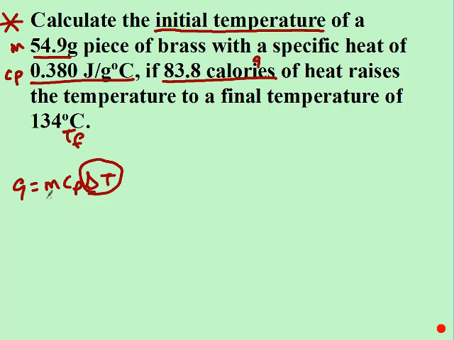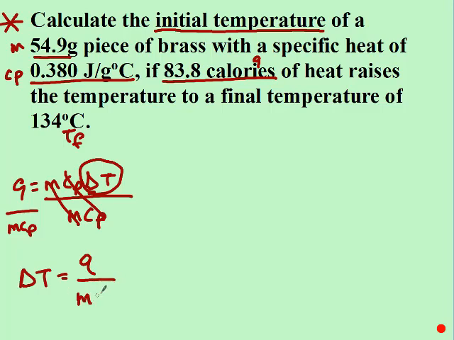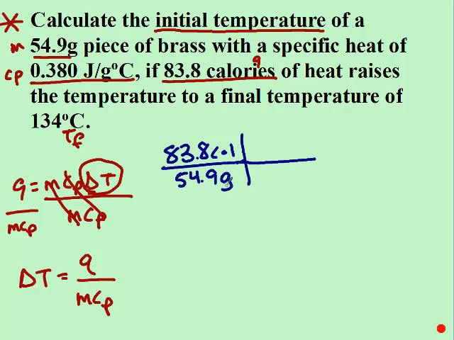So to get delta T by itself, we need to get rid of mass and CP. So change in temperature is equal to my Q over mCP. So my Q was 83.8 calories. My mass is 54.9 grams. And my CP is on bottom, so my 0.380 joules goes on bottom. Gram degrees Celsius goes on top.